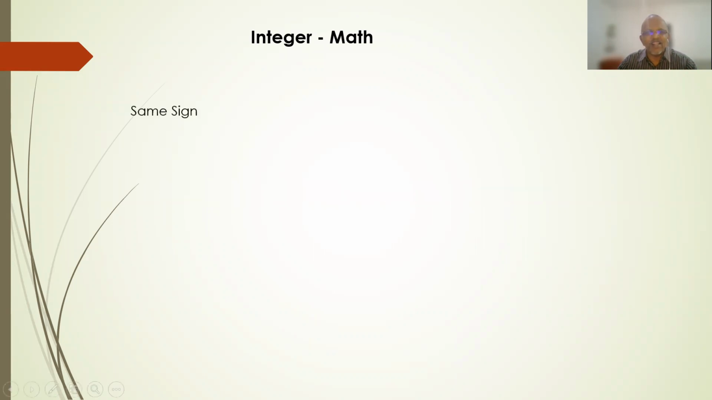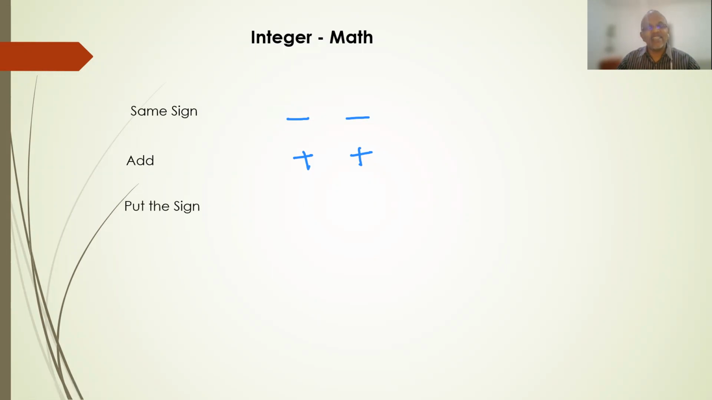Integer, same sign. When I say sign, there are only two signs in mathematics: one is minus and one is plus. If you have numbers with the same sign, what you need to do is add and put the sign.